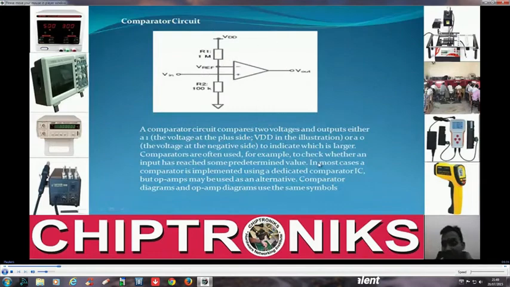Comparator circuits are often used to check whether an input has reached its predetermined value. This is very important. I'm again repeating why this comparator is used: it is commonly used to check whether the input voltage has reached a predetermined value, and you will find this comparator circuit often in V in detection. You will find this comparator in almost all schematic diagrams, and so I have explained here the comparators. All right.